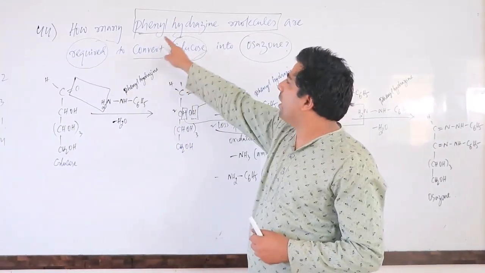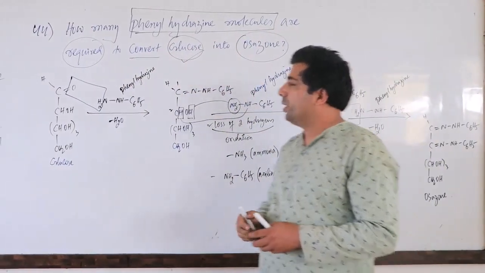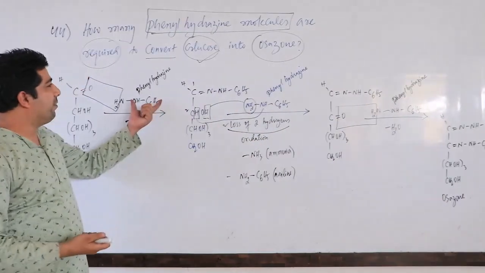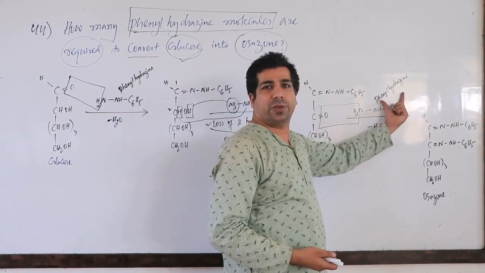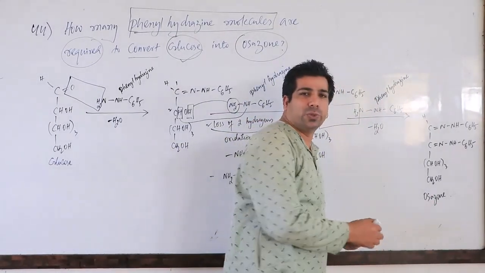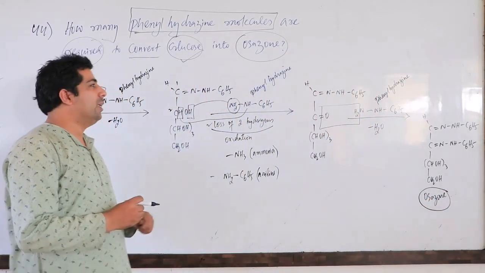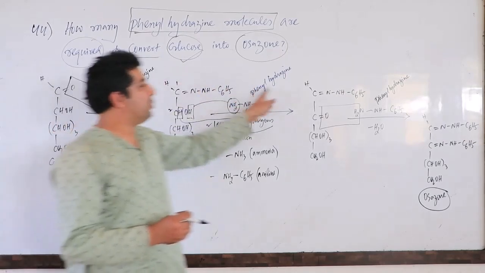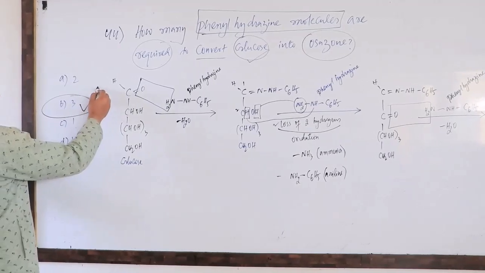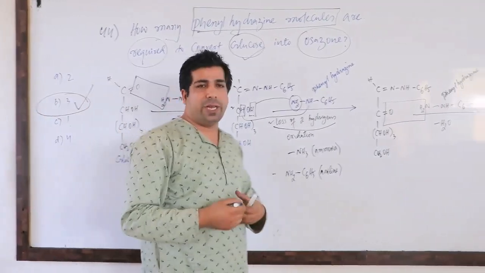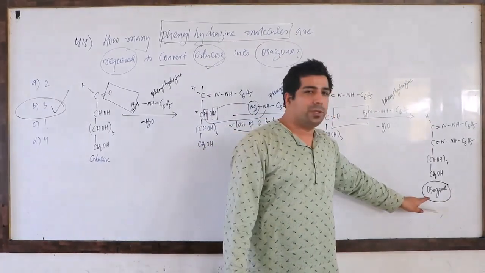Now our question is: how many phenylhydrazine molecules are required to convert glucose into osazone? Have a look here. You have taken 1 phenylhydrazine, 2 phenylhydrazine and 3 phenylhydrazine molecules, and finally you are getting osazone, correct? This is also known as glucosazone. So in total, how many phenylhydrazine? 1, 2 and 3 are required to convert it. So 3 is our answer, my dear friends. So in this process we have converted glucose into osazone, okay?